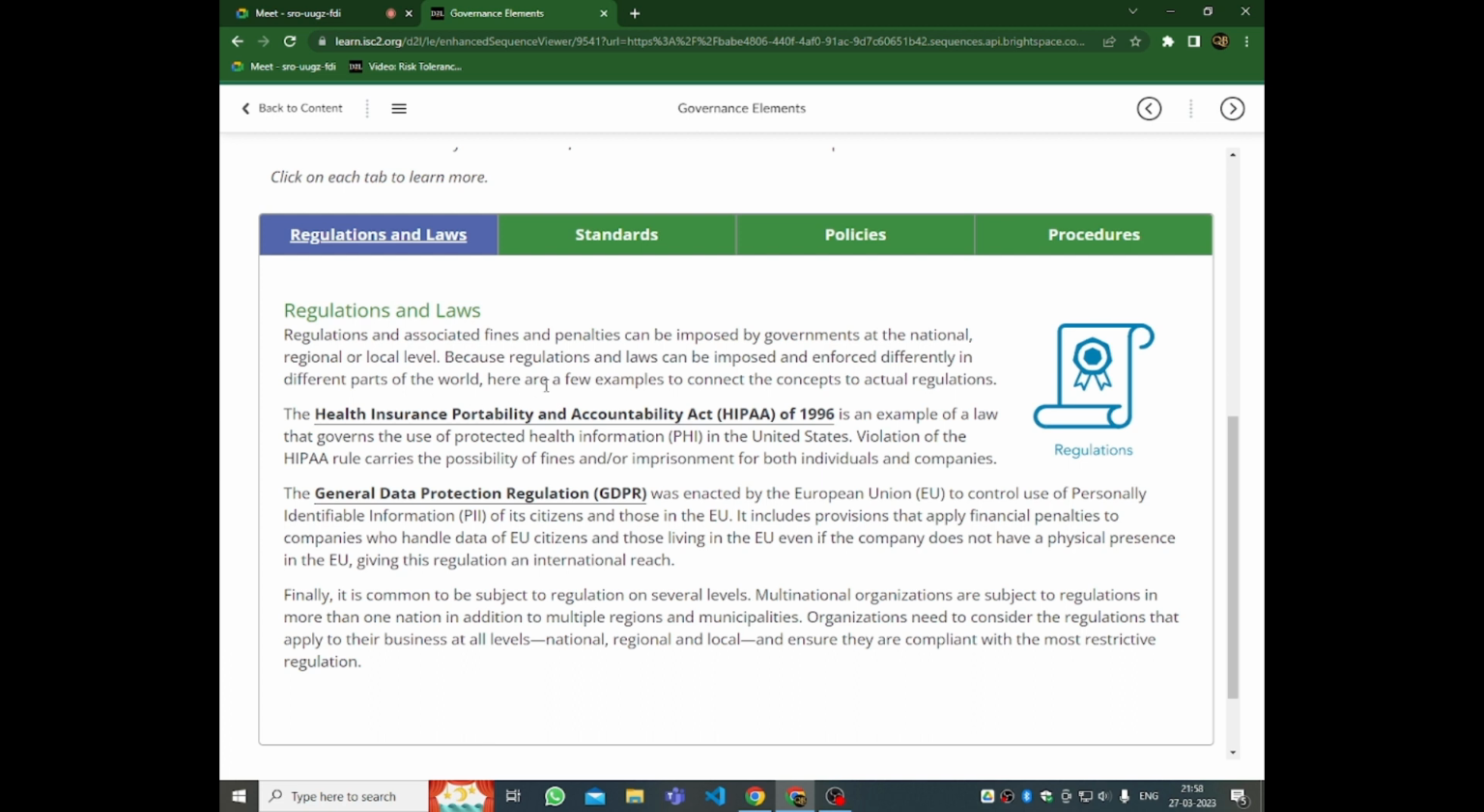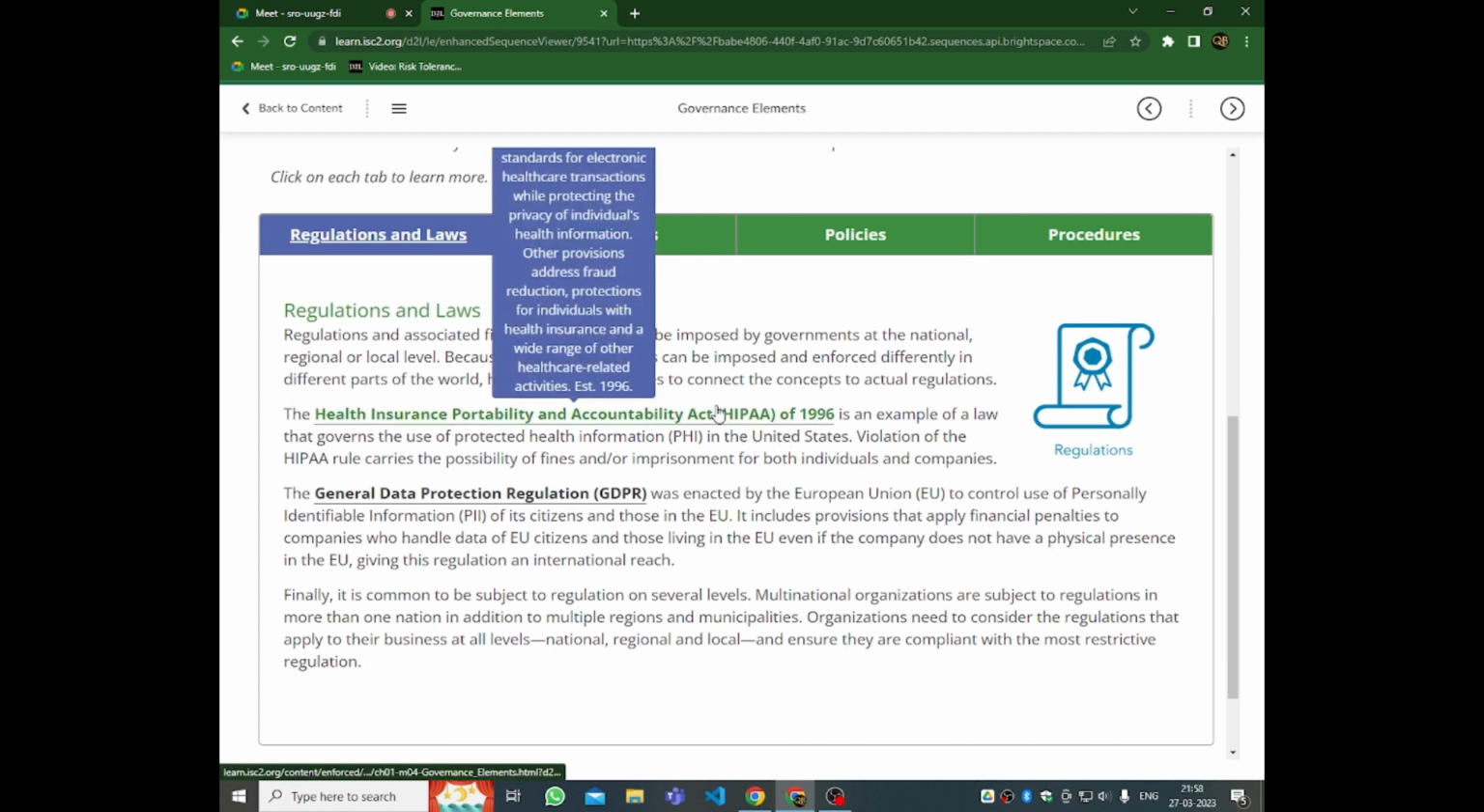Here are a few examples to connect the concept to actual regulation. The Health Insurance Portability and Accountability Act, HIPAA of 1996, standardizes electronic healthcare transactions while protecting the privacy of individuals' health information. Other provisions address fraud reduction, protections for individuals with health insurance, and a wide range of other healthcare related activities.